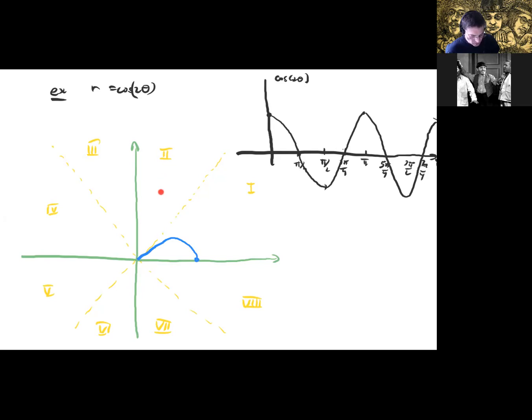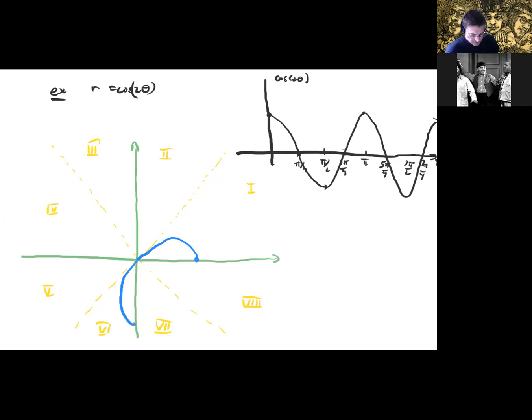But the value of r is negative, so we go to the opposite sector when graphing. The opposite sector is sector 6, and we have to continue graphing the value of r in sector 6. So that's going to give me, r is going to go from the value of 0 to -1.